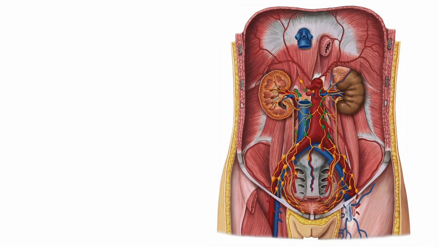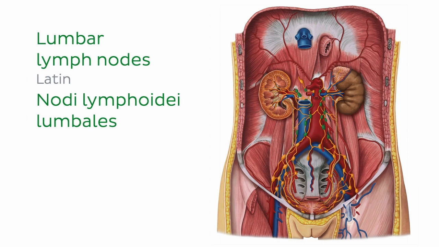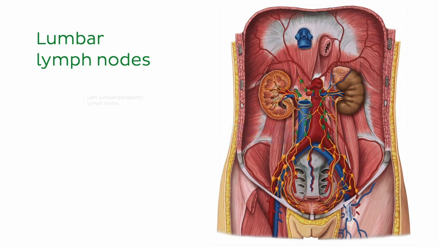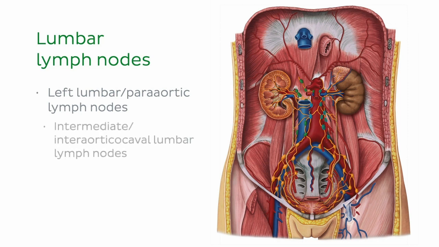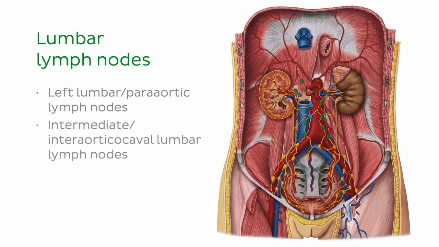So let's move back up now to the lumbar lymph nodes, which are also sometimes referred to as the parietal abdominal lymph nodes. These are a large group of nodes which surround the length of the abdominal aorta and inferior vena cava, and because of that they can be divided into 3 major subgroups: the left lumbar or para-aortic lymph nodes, the intermediate or interaorticocaval lumbar lymph nodes, and the right lumbar or the paracaval lymph nodes.